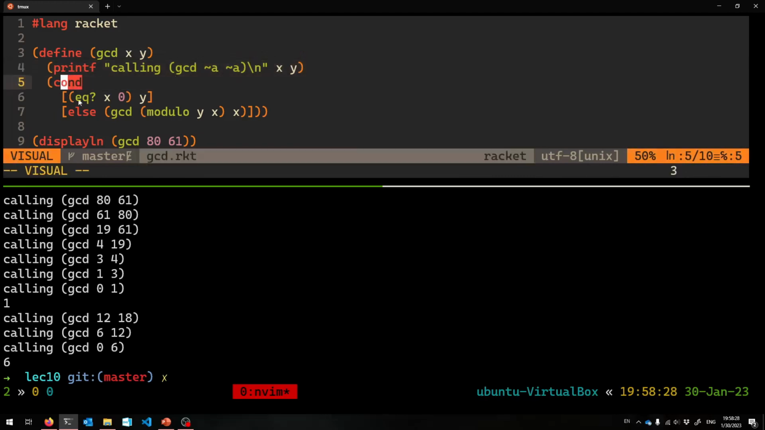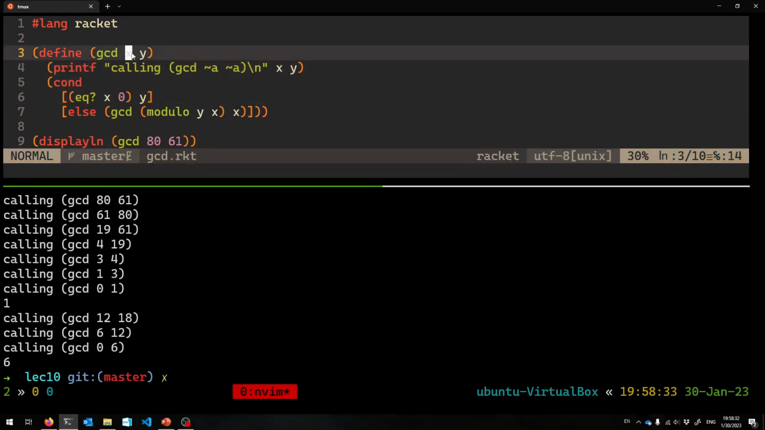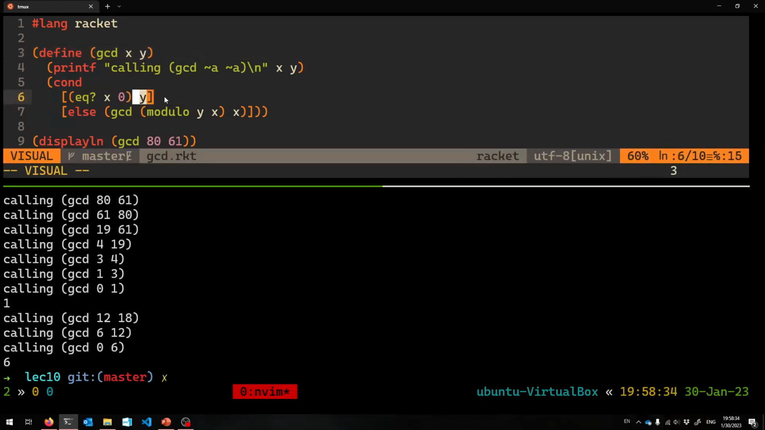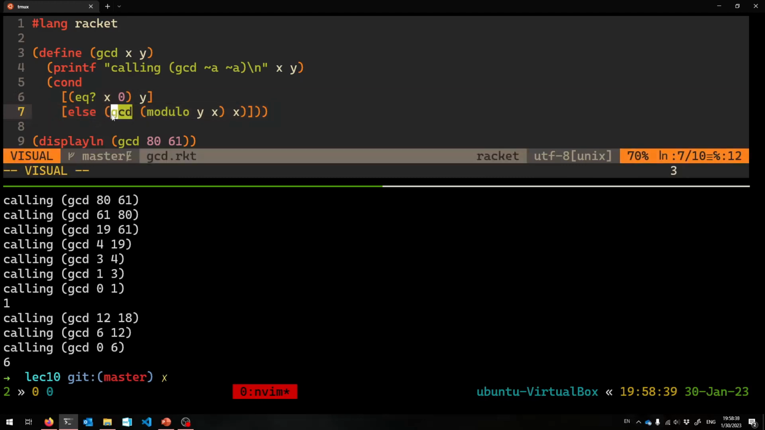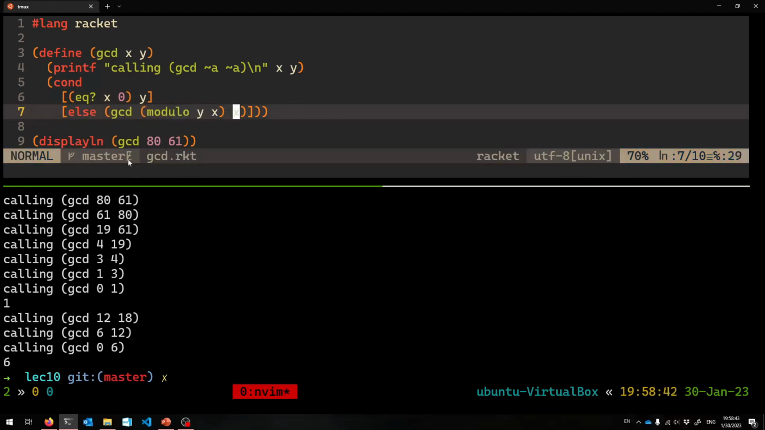And then we have an if statement, a Racket kind of if statement. If x is 0, that means we have the GCD of 0 and something. The answer is finally that something. Otherwise, we use recursion. Otherwise, return the GCD of y mod x and x. And so eventually it'll work out.